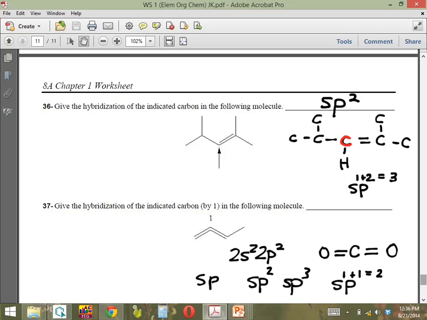So 37 would just be sp then, right? 37 would be sp, right? Because this carbon that they're pointing at has a double bond here and a double bond there, and so that fills its valence of needing 4 bonds. It can't have any hydrogens on it, so it's got 2 groups. 2 would be sp.